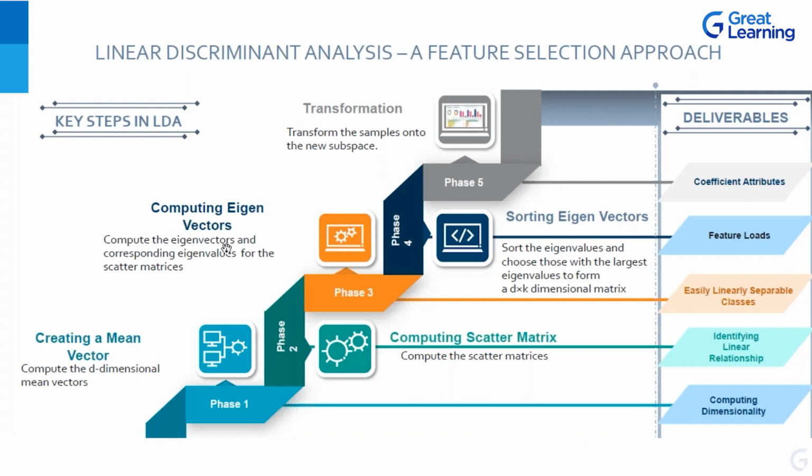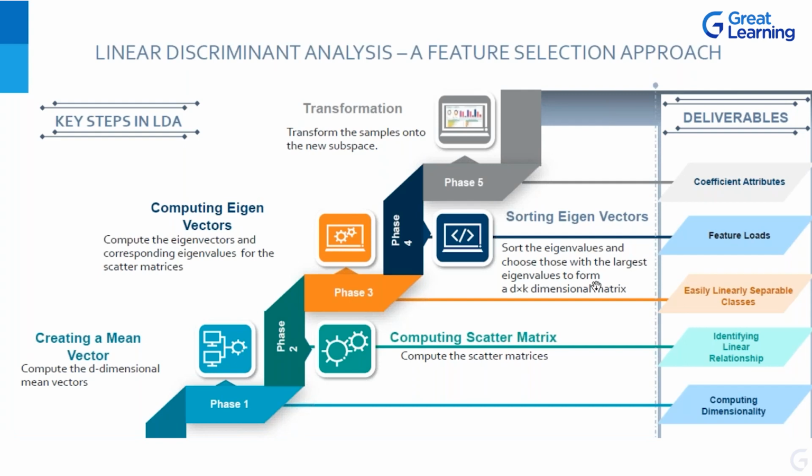Once we have the eigenvectors with us, we calculate their eigenvalues, which is nothing but, if this is a matrix, this is a determinant. There are relationships which are predefined for getting eigenvalues from the eigenvectors. We sort them. Once we sort them, we get the largest eigenvalues to form a D cross K dimensional matrix. So don't get overboard with the mathematics behind it, because once we do it on the data, you will understand it much better.